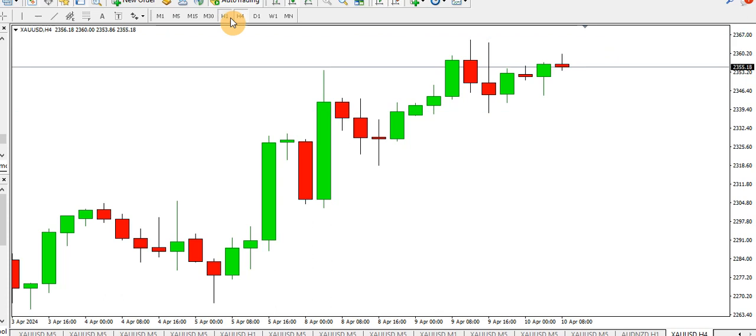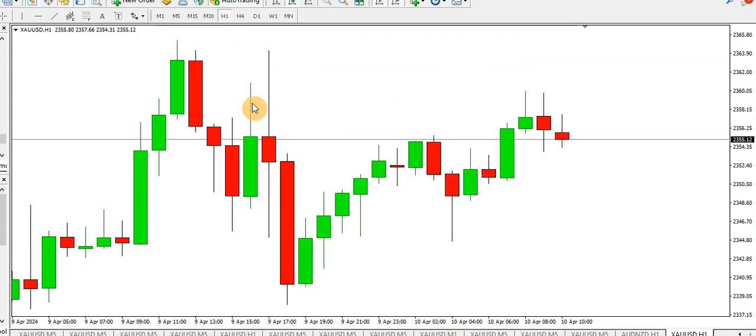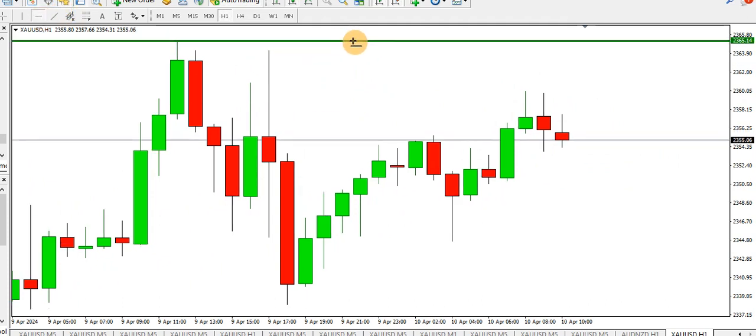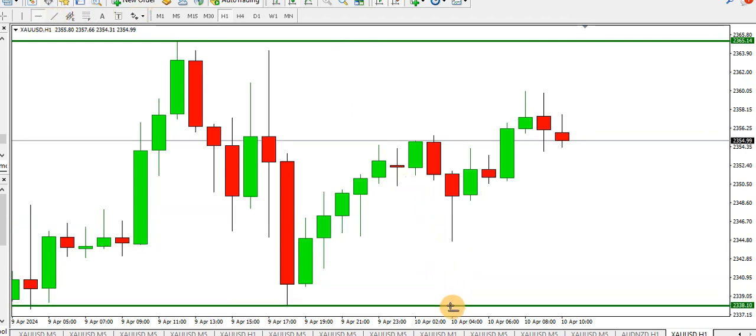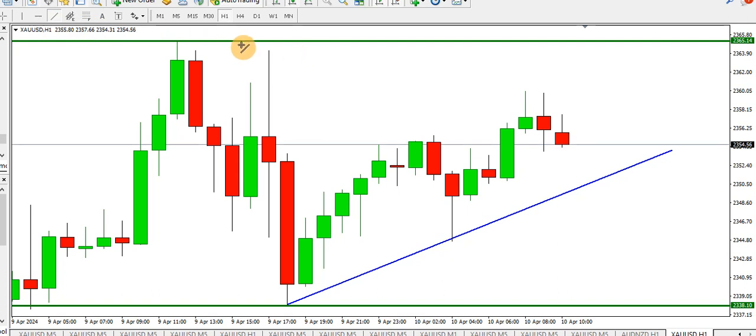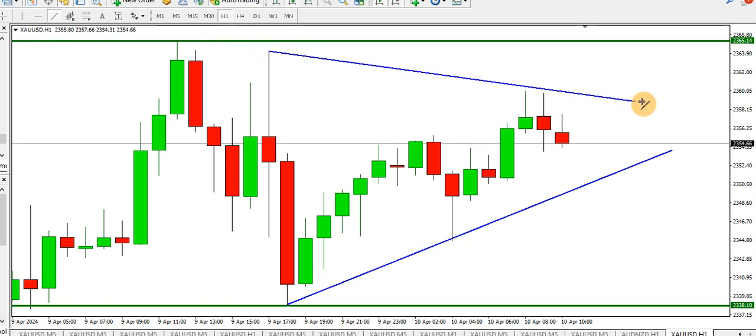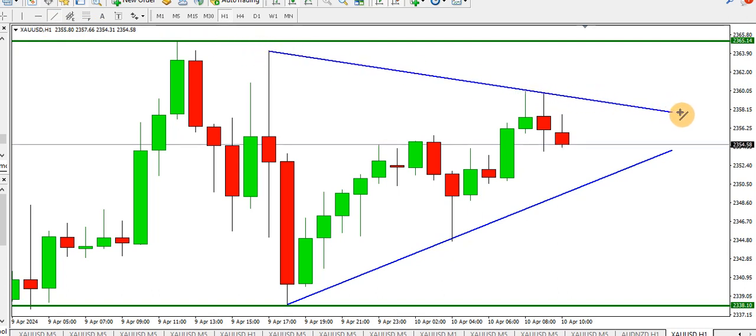On the 1-hour time frame, what do we have? Just like we saw on the 4-hour time frame, we have a range. This is the range top, and this is the range bottom. But apart from the range on the 1-hour time frame, we have this ascending trend line, and we have this descending trend line, more like a triangle.